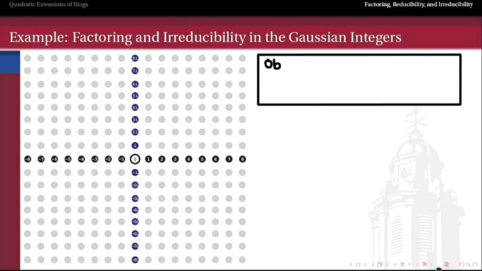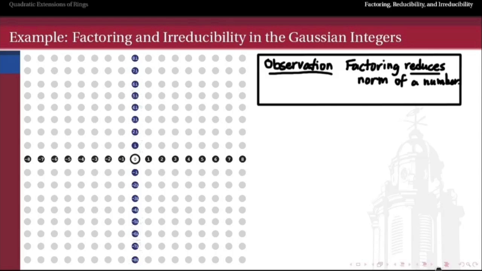All right, so let's look at the example of the Gaussian integers again and start with an observation. Because of the multiplicativity of a norm function, if I'm able to factor a reducible number in one of these rings, then each of the factors that it factors into has to have a norm that's smaller than the norm that I started with. So factoring is going to reduce the norm of a reducible number, hence the word reducible here.